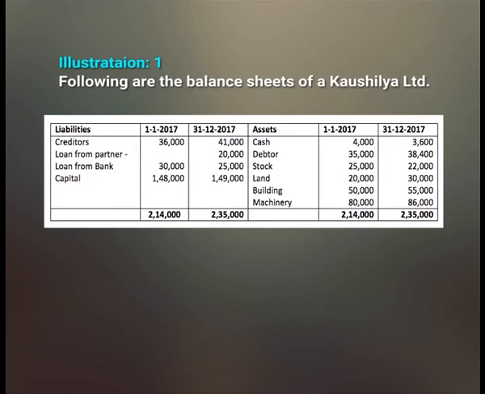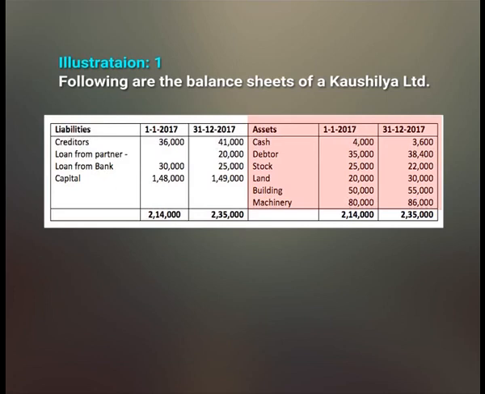Following are the balance sheets of Kaushalya Limited. You are given the balance sheet. Under the balance sheet, you have liabilities on one side and assets on the other side. Under liabilities, we have creditors, loan from partners, then loan from bank, and then capital. We are given liabilities for two different periods. For 1st January 2017, which is the beginning of the year, and at the end of the year, which is 31st December 2017, different figures are given for the liabilities.